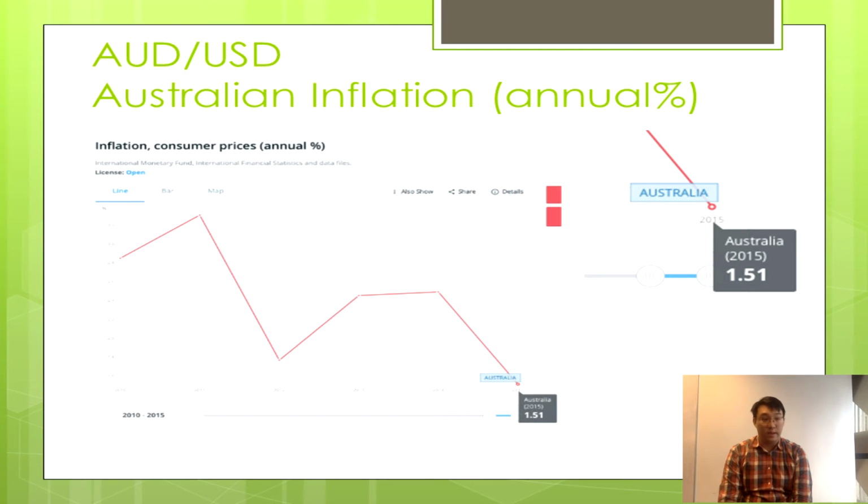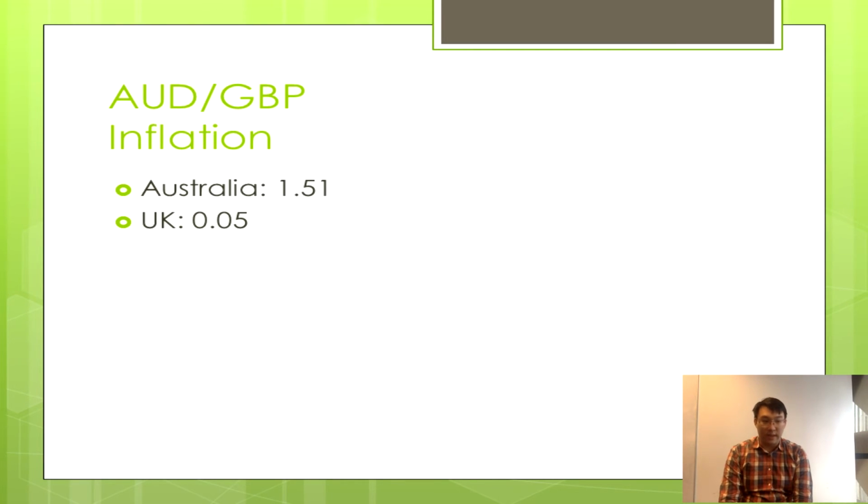However, in light of the recent Brexit vote, the British inflation rate has risen to a new high since November 2014. If this trend continues and our inflation rate stays stable, as it has been stated to be in the past few months by the Reserve Bank of Australia, this should have a minor positive influence on our Australian dollar when compared to the British pound.